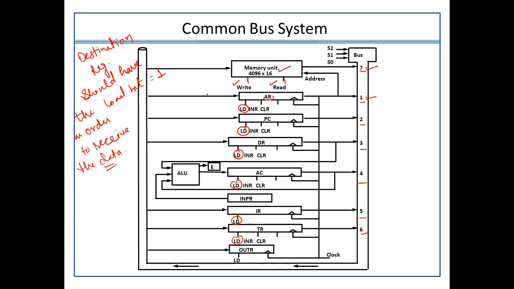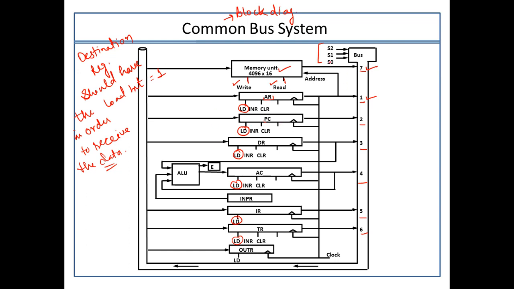I will show you in the later sections how this load bit is also dependent on this. For the time being, as we are only working on the block diagram, I will just tell you in layman's language who is going to take the data as the destination register: the one who has the load bit equal to 1.